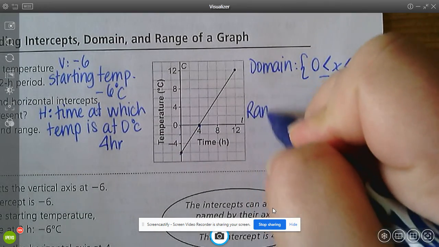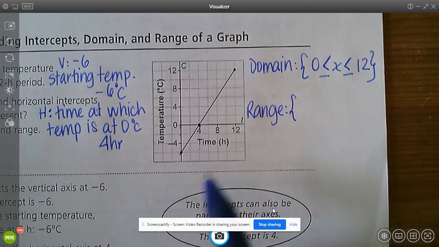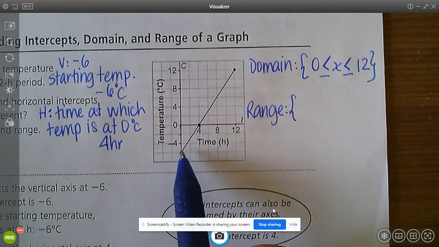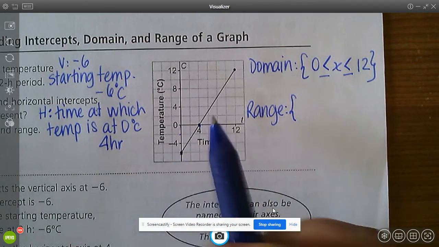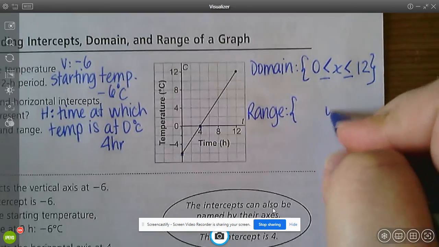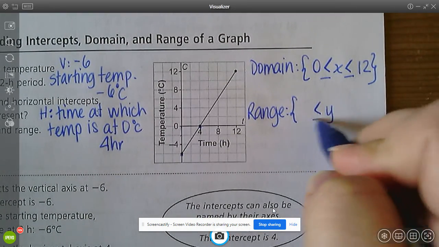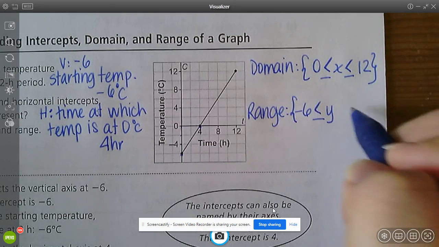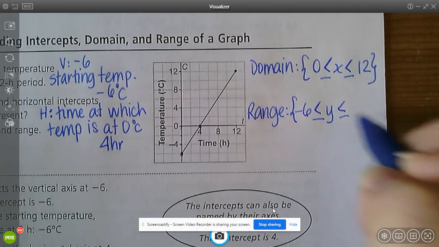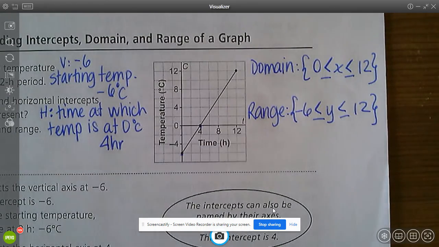Now let's take a look at the range. Okay, so our range for y, we're going anywhere from -6 as our smallest and 12 as our greatest. So -6 is our smallest, so that means y is greater than or equal to -6 and less than or equal to 12. Okay, so we can finish up our question right there.